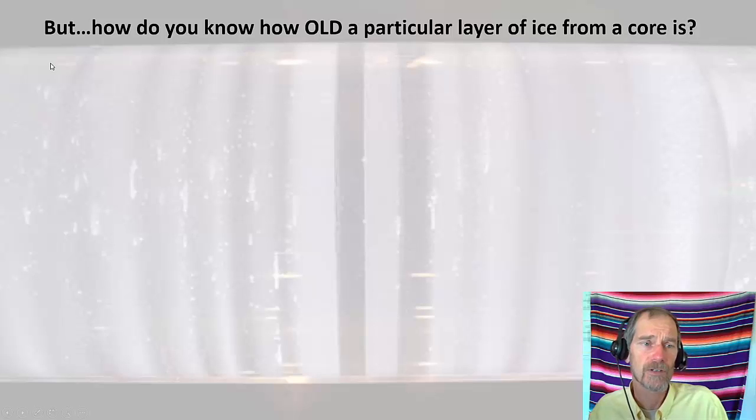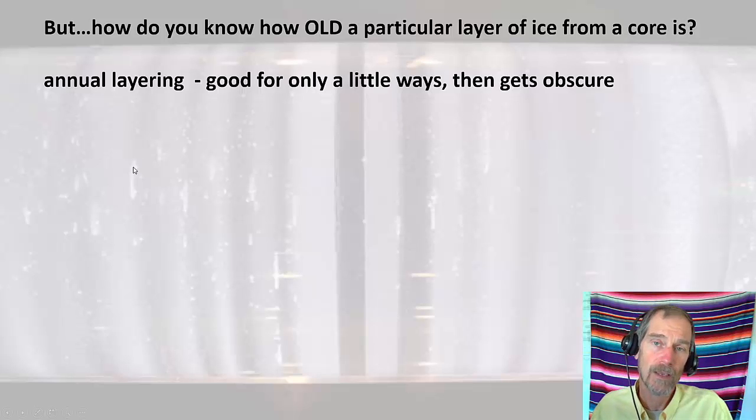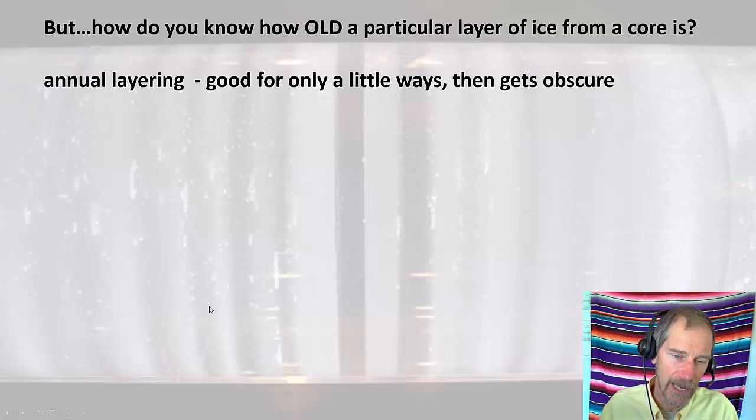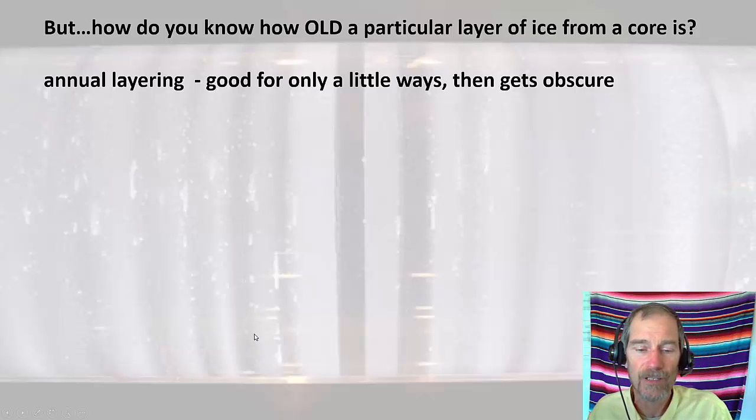So let's return to this question: how do you know how old a particular layer of ice from a core is? Well, there are different ways to do that. One is by annual layering, and in the background you can see this ice core has a bunch of layers on it. Apparently at different times of the year in Antarctica, the ice is different. Maybe it snows more in one part, or maybe it gets warmer in another part, and that changes the consistency of the ice. But that is good for only a little ways down into the ice. After a while, it gets kind of mushed together, and the layers aren't so clear. But you can go down a little ways using layers.